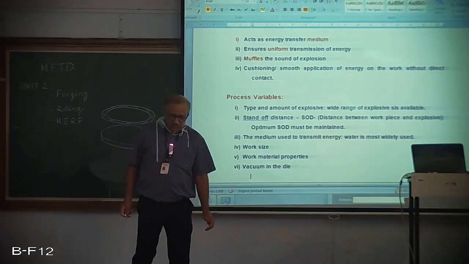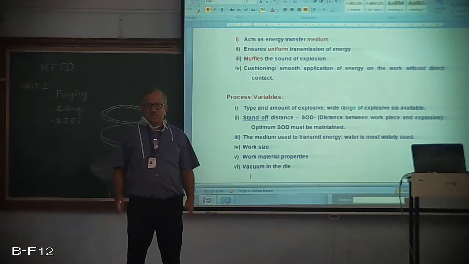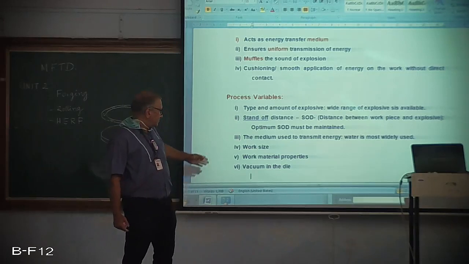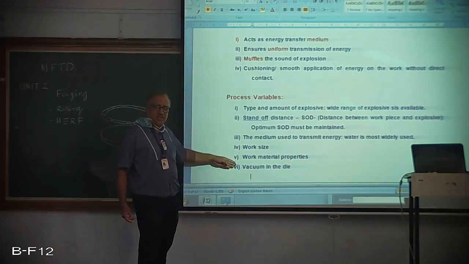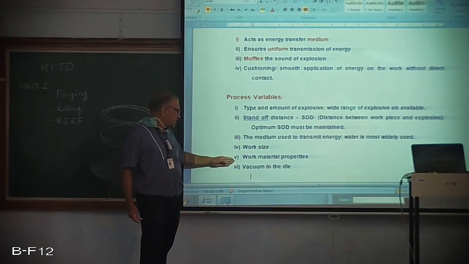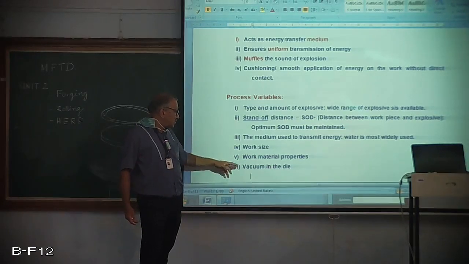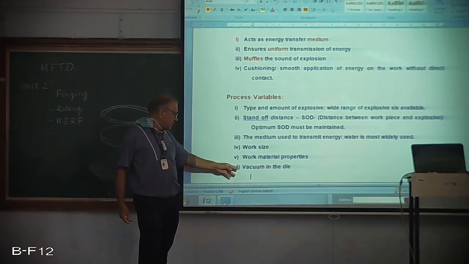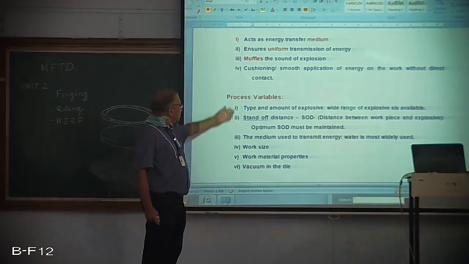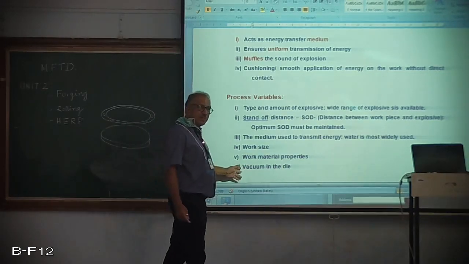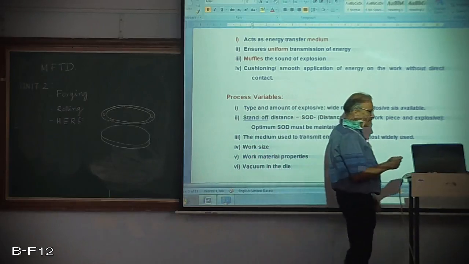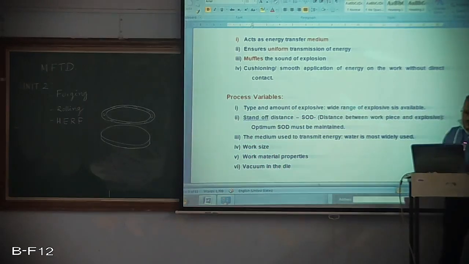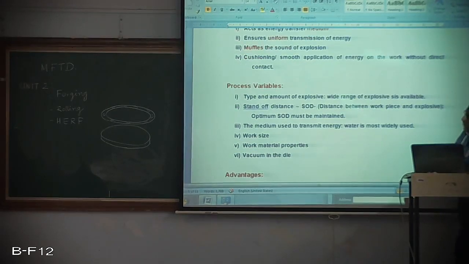And work material properties are important. If the material is a bit difficult to deform, then extra care has to be taken in ensuring that it doesn't crack or break. And as I have repeatedly mentioned, vacuum in the die is also a very, very important process variable. In the absence of vacuum, there is likelihood of extreme high temperature of the workpiece leading to melting. So these are the process variables involved.